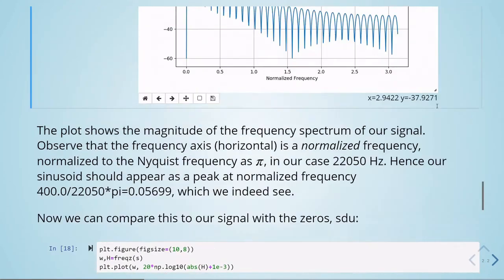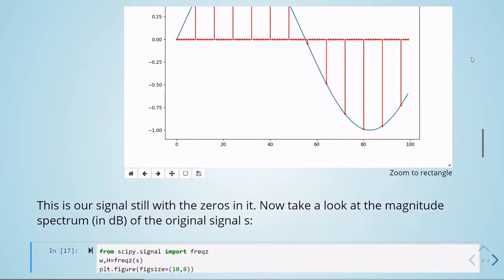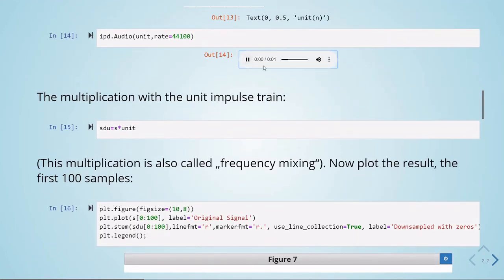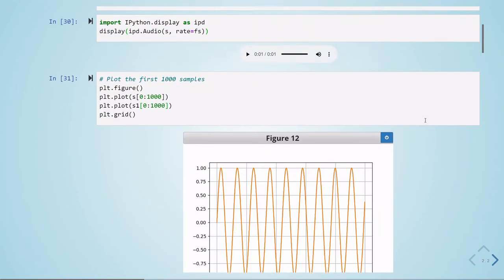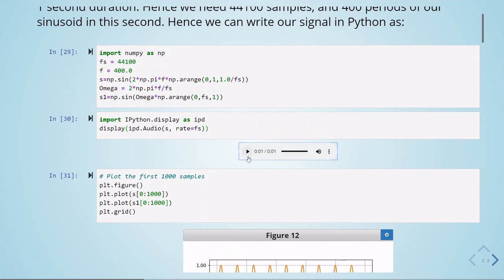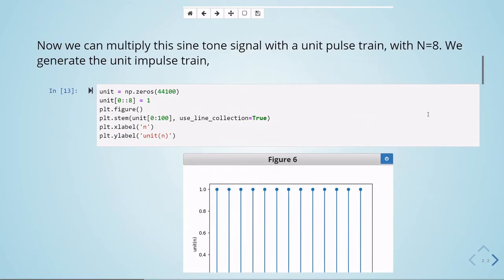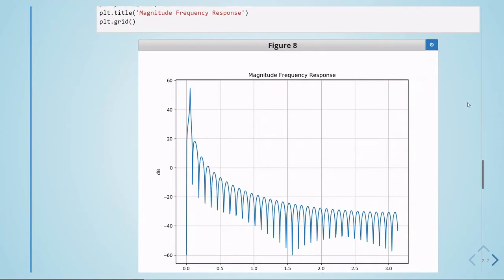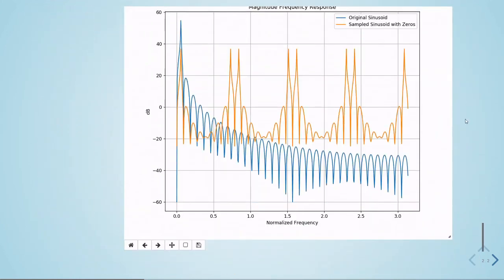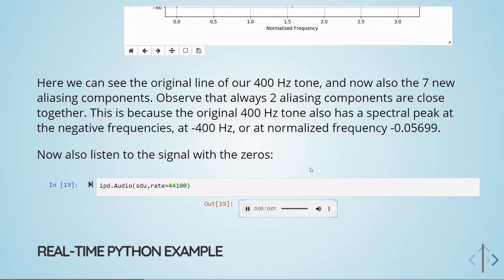We hear that it's quite different from our original signal. This is the unit pulse. This is our original signal, our original 400 hertz. We multiply with this unit impulse train, and what we get, still with the zeros, is the downsampled version, and we have this 400 hertz tone and 7 new aliasing components.